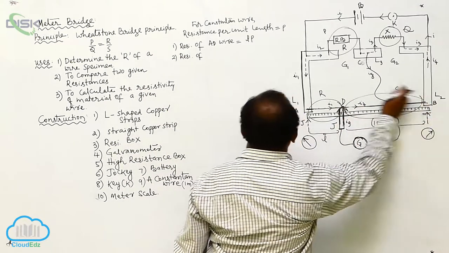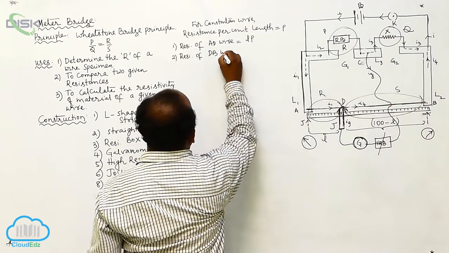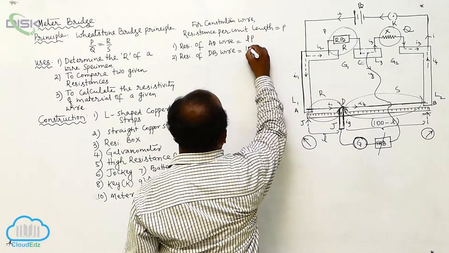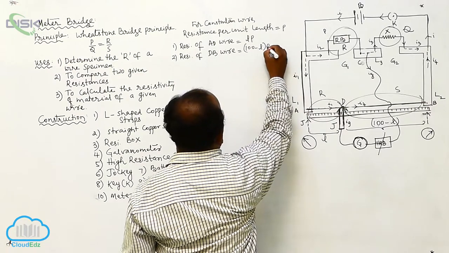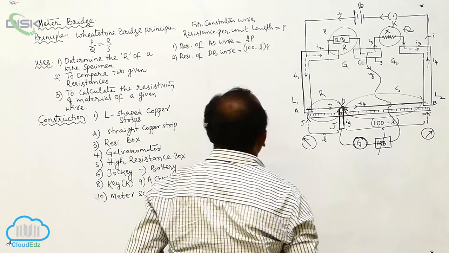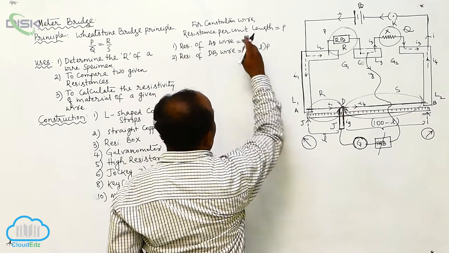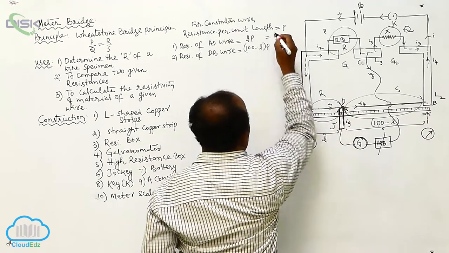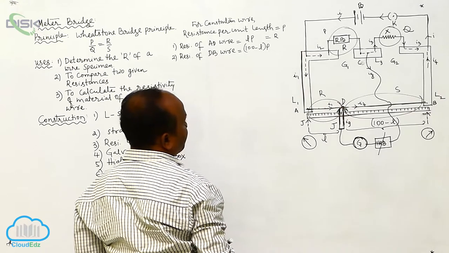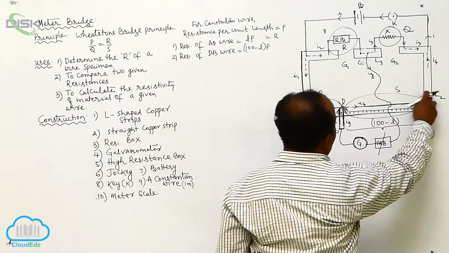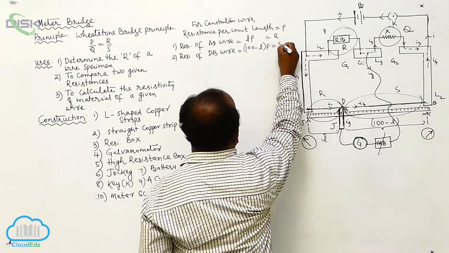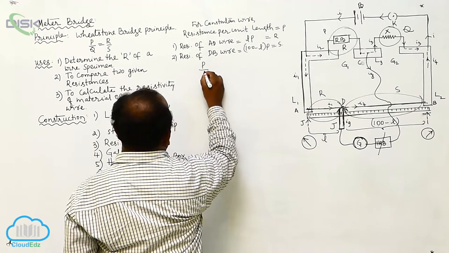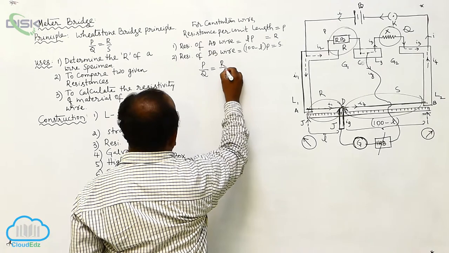The resistance of the DB wire. What is the length? 100 minus L, so the resistance is (100 minus L) into rho. Now the resistance of the AD wire is R, similar to the Wheatstone bridge, and the resistance of the DB wire is S. According to the Wheatstone bridge condition, P by Q is equal to R by S.